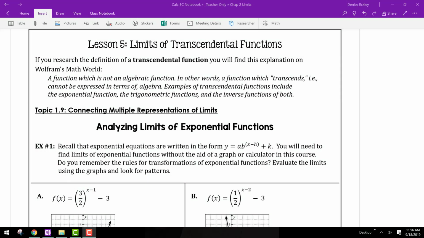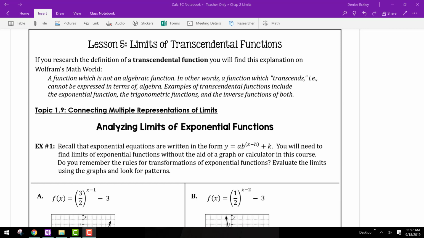Lesson 5 is on limits of transcendental functions. So what exactly is a transcendental function? If you look it up, and I looked it up on Wolfram's MathWorld, it is a function that is not an algebraic function. In other words, it's a function which transcends, which can't be expressed in regular algebraic terms.